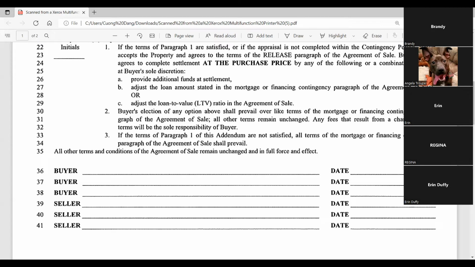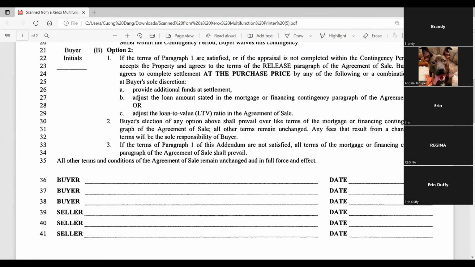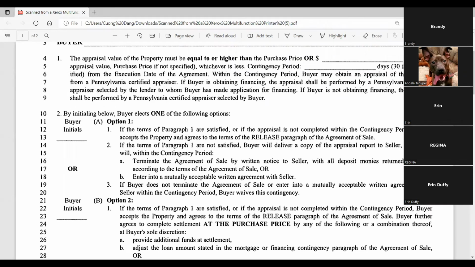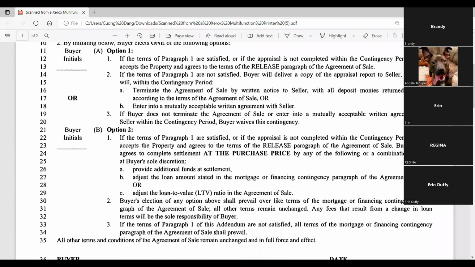Okay, so the biggest difference I see here is that option one gives the buyer a way out of the deal if the house doesn't appraise, right? Because right there under option 1, 2A, terminate the agreement of sale. Nowhere in option 2 does it say buyer can terminate and get their deposit money back. They're buying the house.